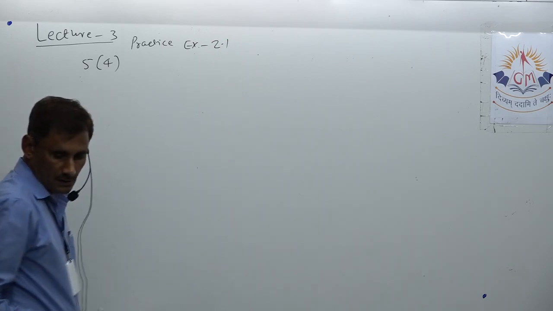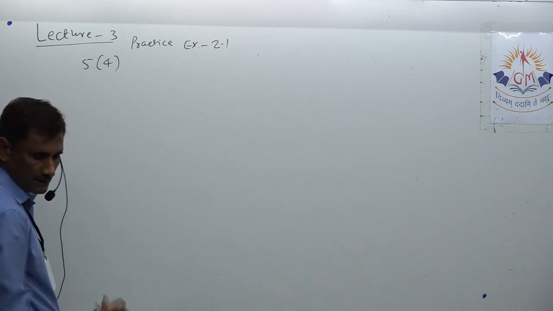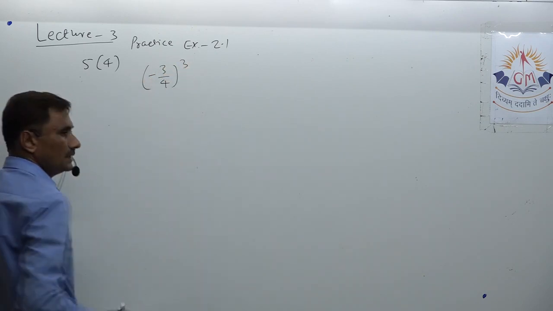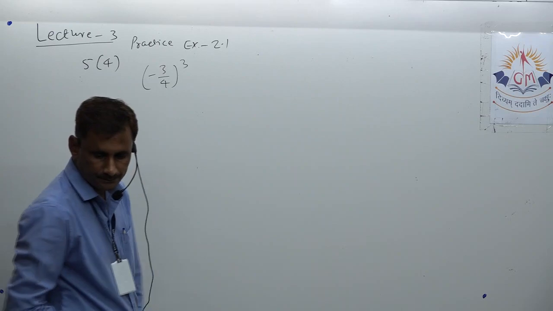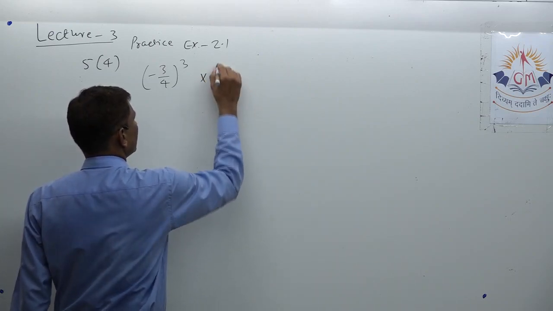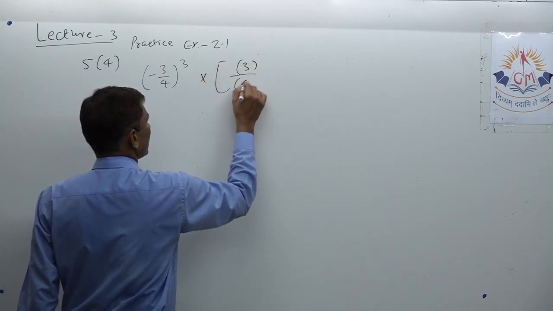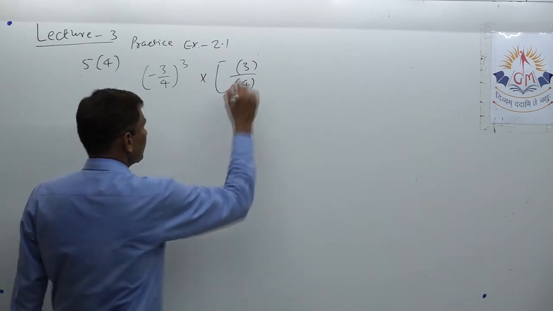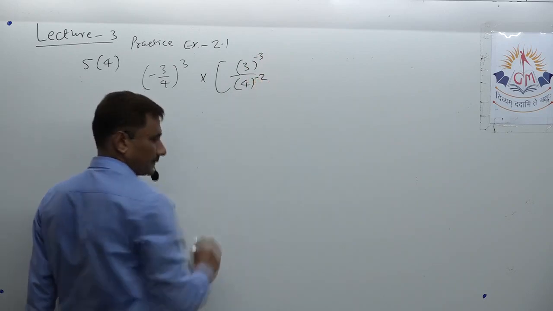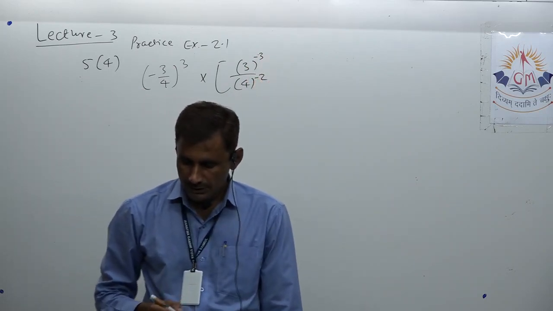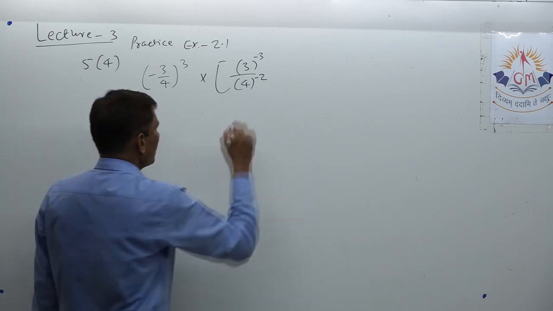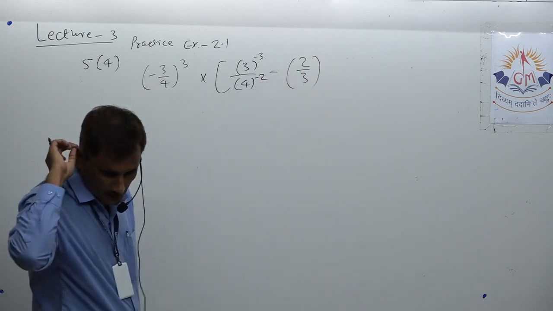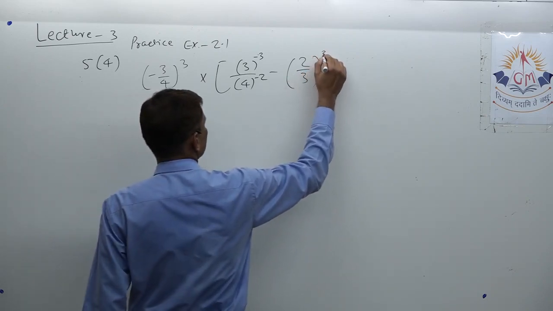Okay, now it is given minus 3 by 4, whole cube. We have to simplify here. Multiply 3 raised to minus 3 and 4 raised to minus 2 here. You can open your textbook and let's see there. Minus 2 by 3 is here and whole cube is there.